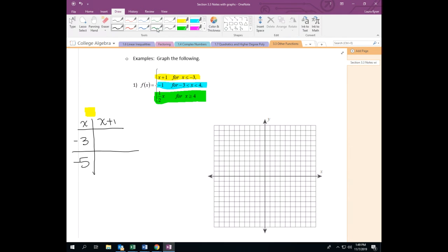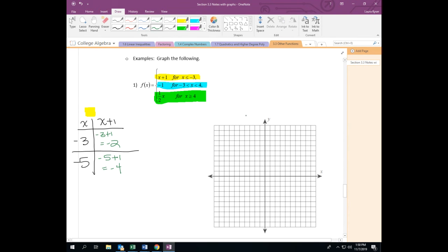We're going to plug these values that we just selected into this particular piece and evaluate. So again, it's x plus 1. -3 plus 1 is -2. -5 plus 1 is -4. And there are 2 points.